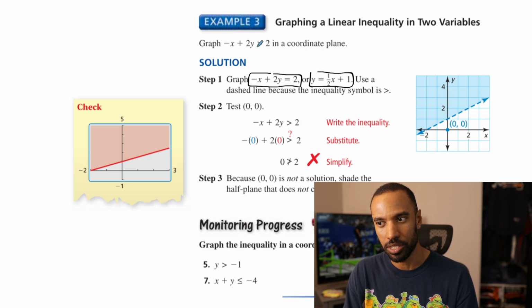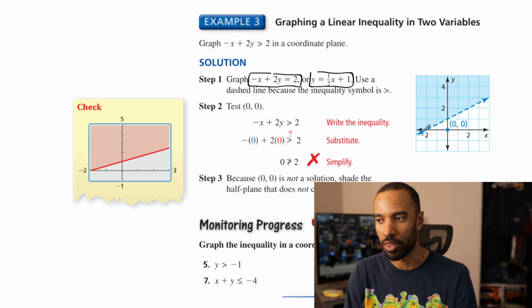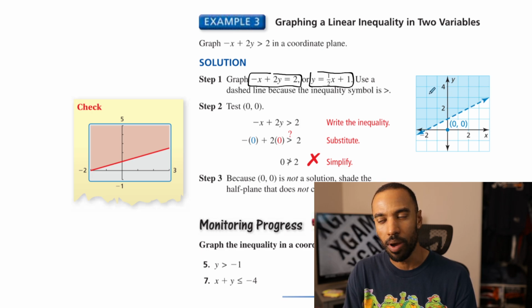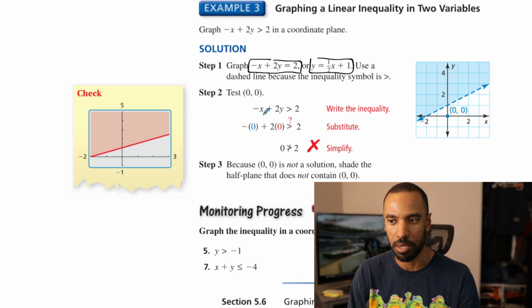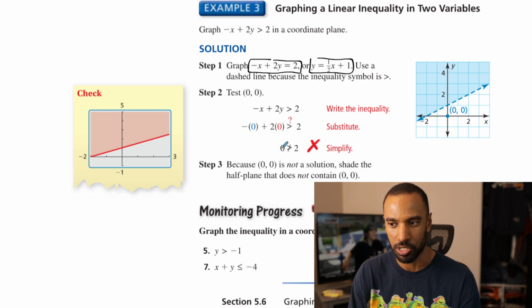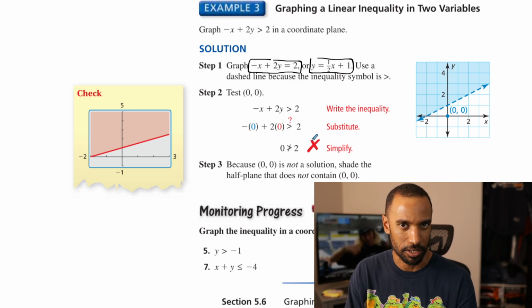Now, given that this thing originally said greater than, you really want to go with the original. But given what this thing said beforehand, it didn't say equal to as well, therefore we will have a dashed line. Now, why do we shade on this side? Well, when you try a point like 0, 0, and you find out that it doesn't make a true statement, you can see when you plug in 0 here, you just get 0, which is awesome. 0 is greater than 2, not so much.